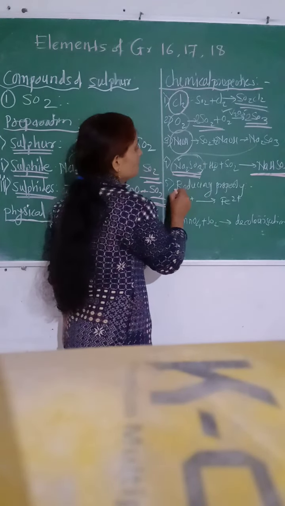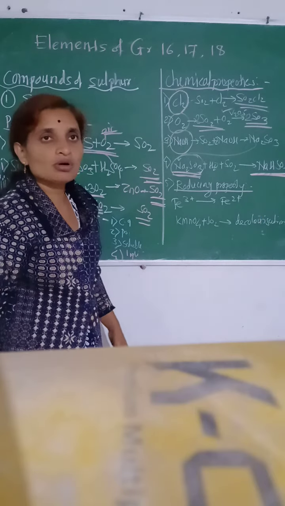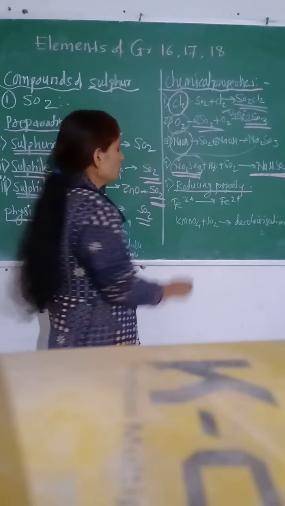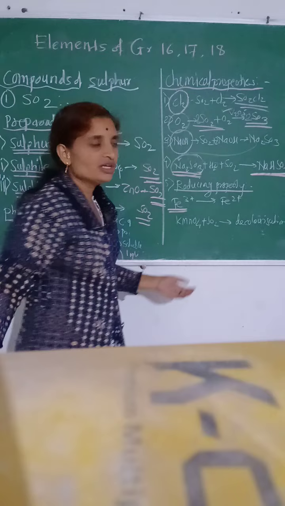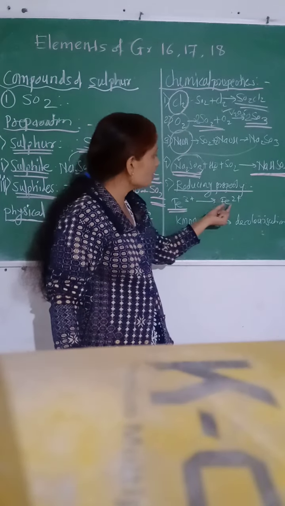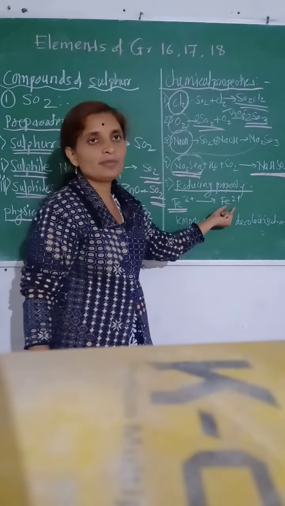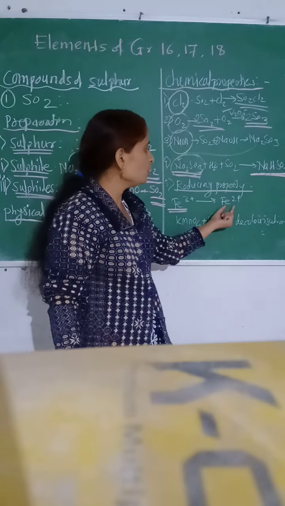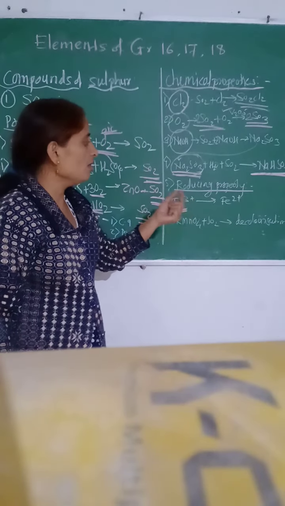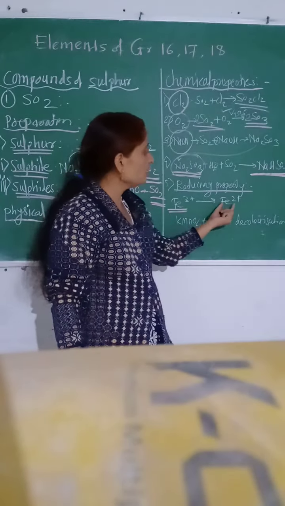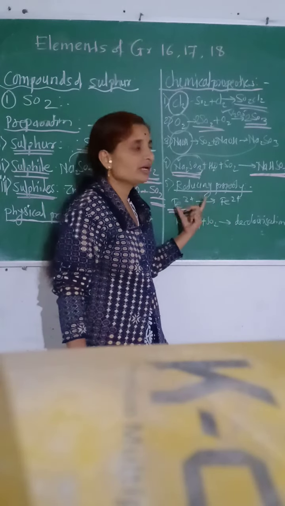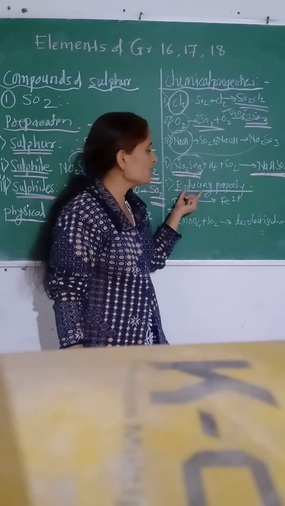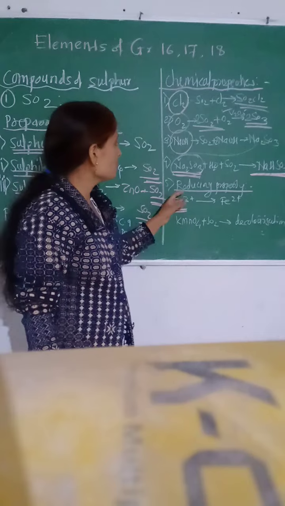Then it will be the reducing agent. In moisture condition, Fe3+ is converted into Fe2+, which means ferric is converted into ferrous. That will be the reducing property of sulfur dioxide.